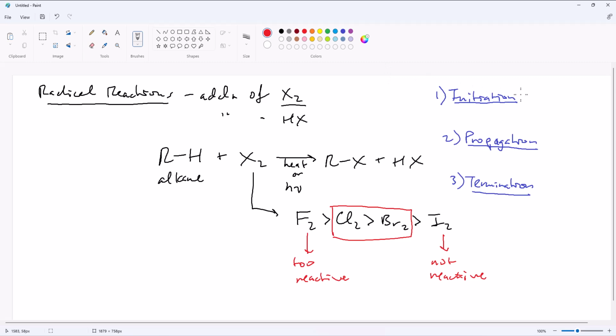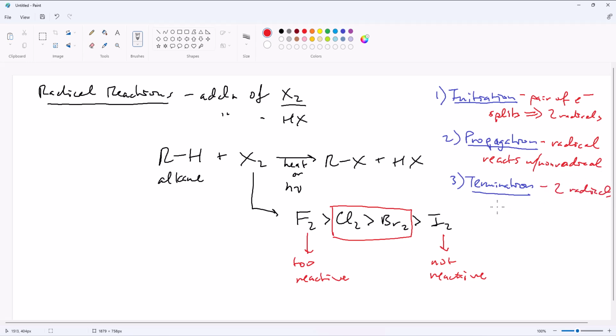In an initiation step, we have a pair of electrons that splits homolytically, which is going to form two radicals. So you go from a neutral paired electron to two radical species. Propagation is when a radical reacts with a non-radical to form a new type of radical and a non-radical species. And termination is when two radicals recombine. So they'll recombine to form a non-radical species. So all radical-based mechanisms will always proceed through these three steps: initiation, propagation, and termination.